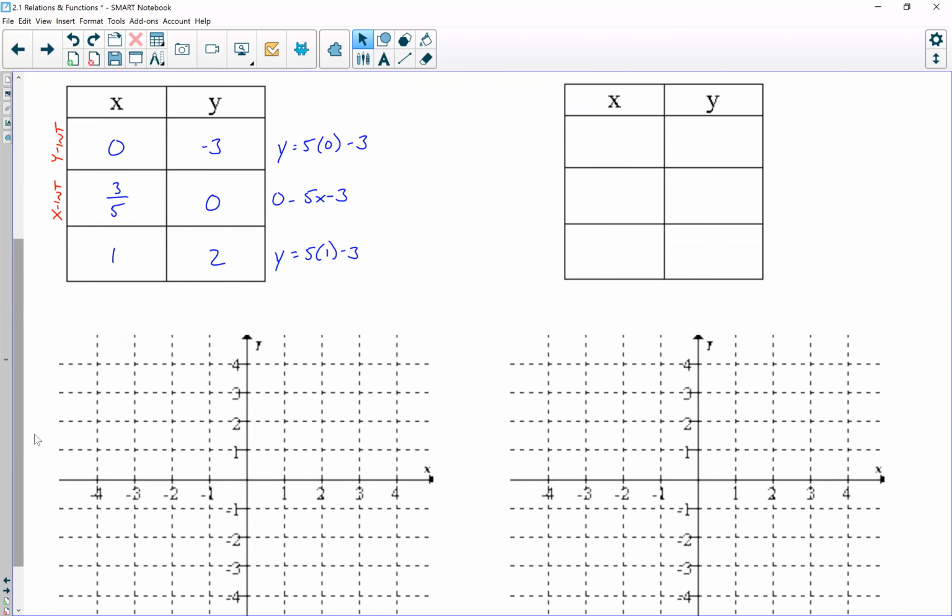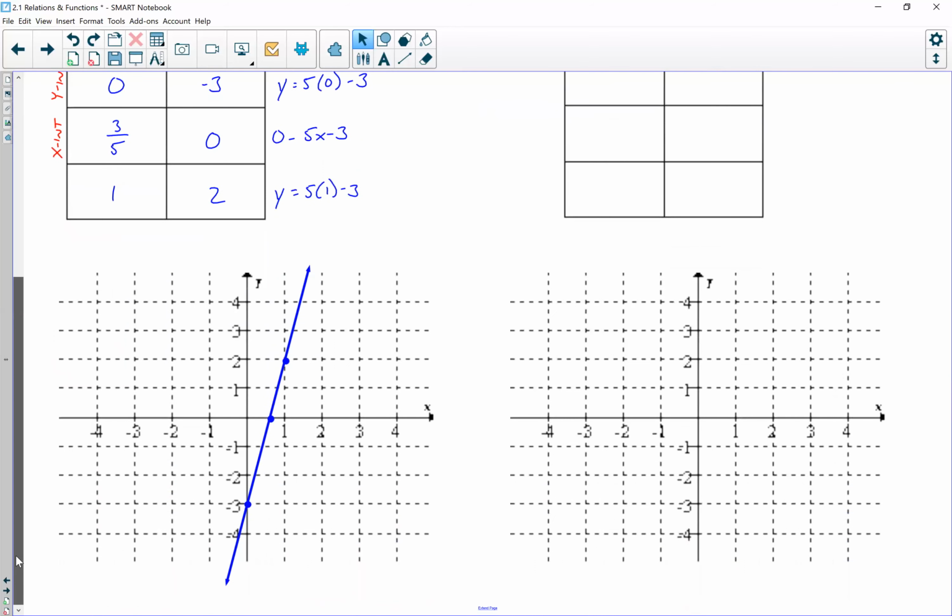Now again, each of these rows in this table is an ordered pair. So we graph those like we did earlier. And then I recommend that you use a straight edge to connect those. Just makes your graph a little bit more accurate and neat. And this is what it should look like.